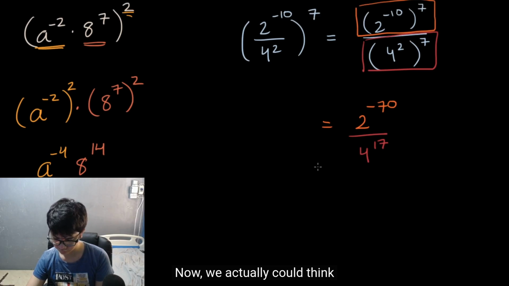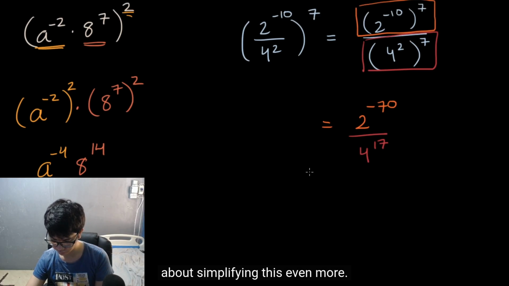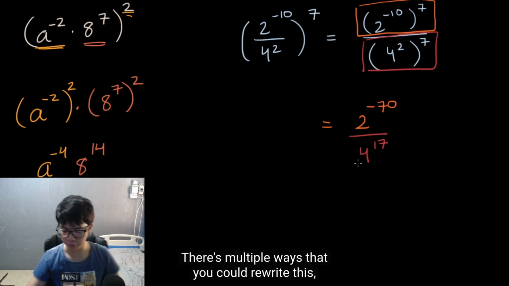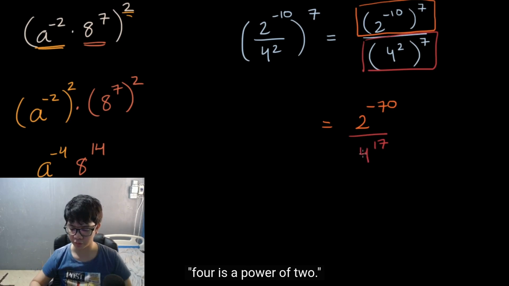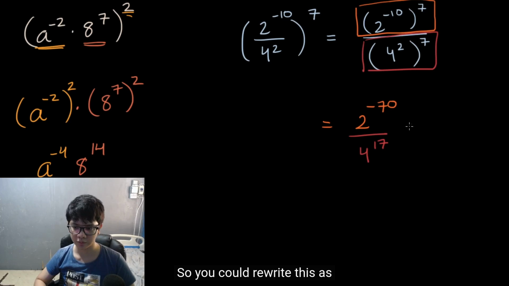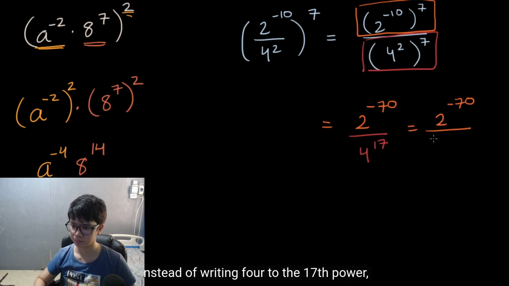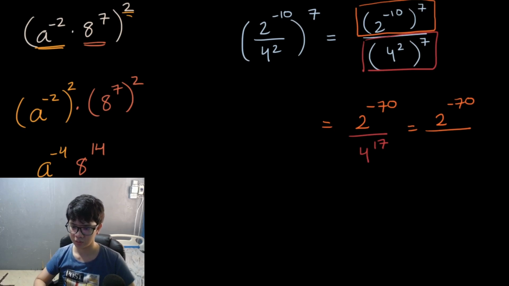Now, we actually could think about simplifying this even more. There's multiple ways that you could rewrite this. But one thing you could do is say, hey, look, 4 is a power of 2. So you could rewrite this as 2 to the negative 70th power over, instead of writing 4 to the 17th power. Wow.